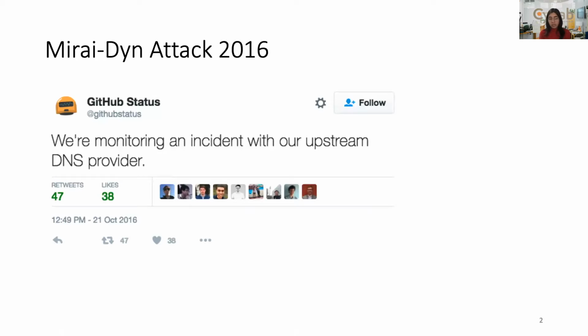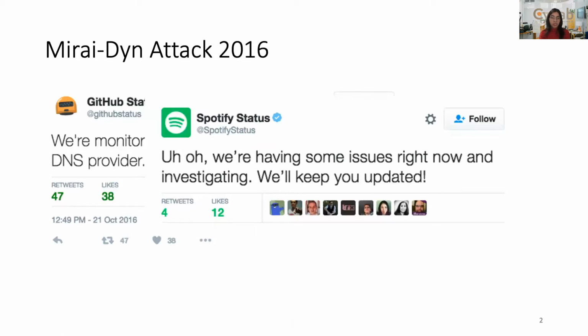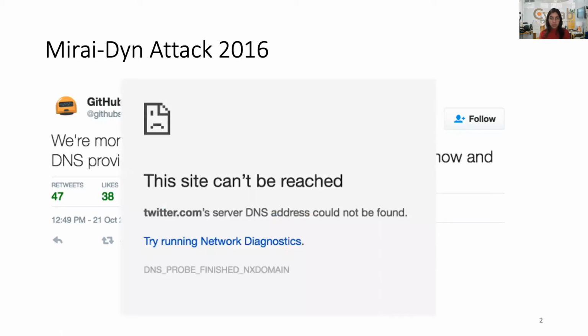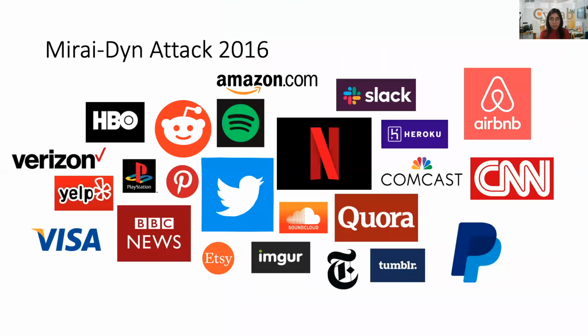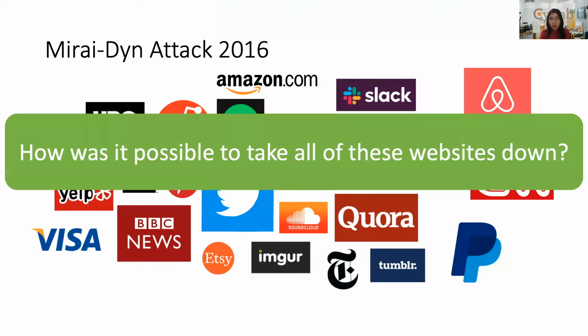During this attack in 2016, a lot of popular websites such as GitHub, Spotify, and Twitter were inaccessible to users for many hours. Here is an outage map of the attack. In total, 178,000 domains went offline and tens of millions of users were affected. The list of websites that went down goes on. It includes almost all the popular services we know. So how were the attackers able to bring all of these down?